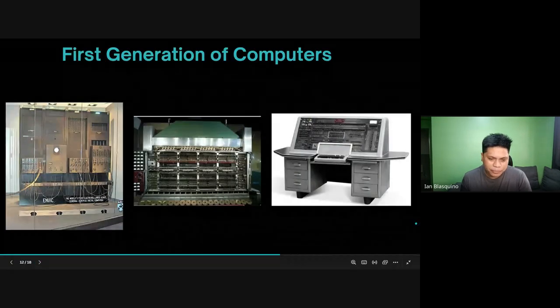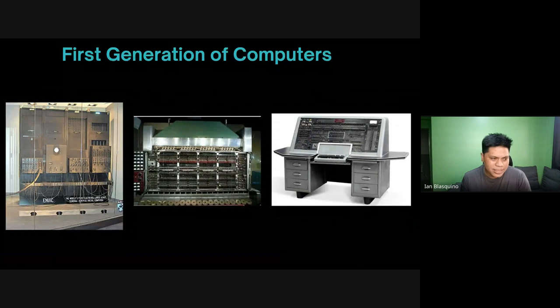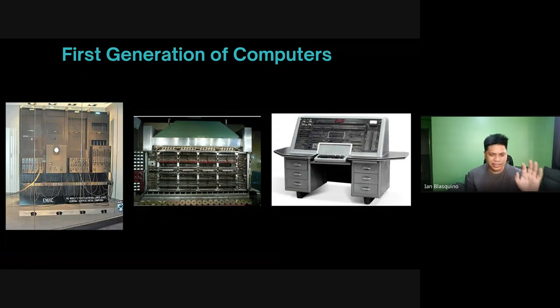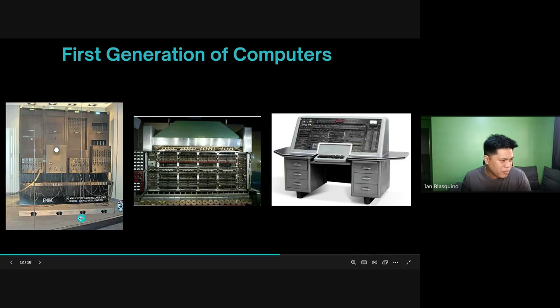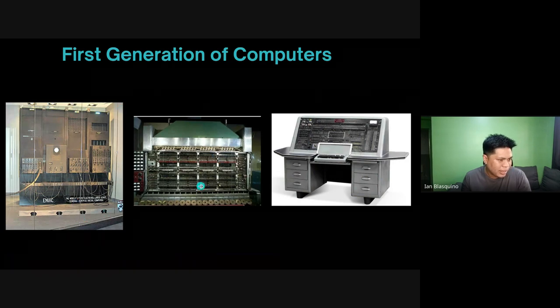So this is how early computers look like. As we can see, medyo may mga kalakihan siya, na kung saan it needs ng malalaking rooms in order for this early computers to be stored. So this is the ENIAC, which is in a room from floor to ceiling. Then the EDVAC, and this is the UNIVAC 1 na medyo nag-improve na siya.